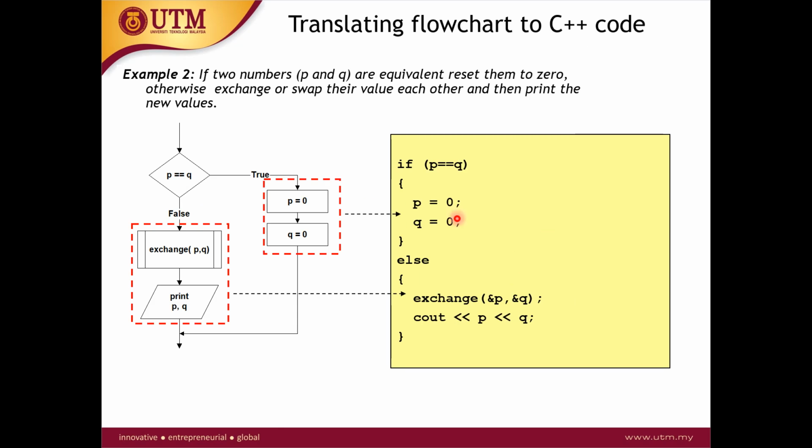And we've got this example. We say if p equals 2q. If it is true, come to execute the first part: p equals 0, q equals 0. If it is false, we say else for the false part. So call this function to exchange p and q. Then we are calling the function exchange, variable p and variable q, sorry, and then print p and q, cout p and q. So in here we've got two parts, the true part, which is this one, and the false part, which is this one.